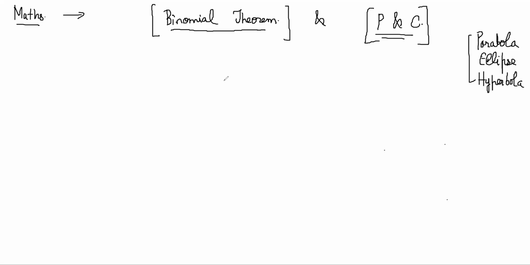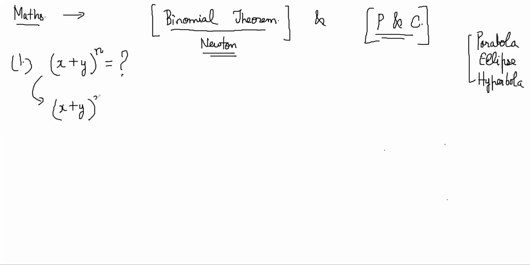So binomial theorem is very simple. It is a rule for explaining how to expand this thing, x plus y to the power n. This was found by Newton. Newton first proved the binomial theorem, and the expansion, for example, of x plus y to the power 3, right?